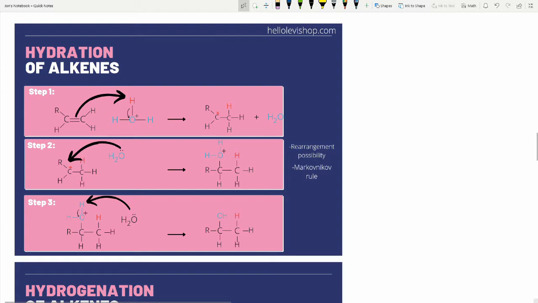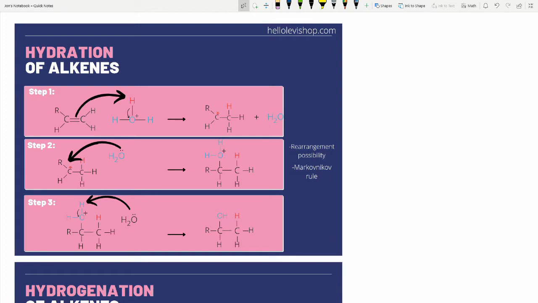The first step is the protonation of the double bond by the acid and then the formation of the carbocation. A note here is that because the proton will be added to form the more stable carbocation, which then follows Markovnikov's rule, aka adding the proton to the carbon atom with more hydrogen substituents. Now be aware that because we form the carbocation, rearrangement will occur.